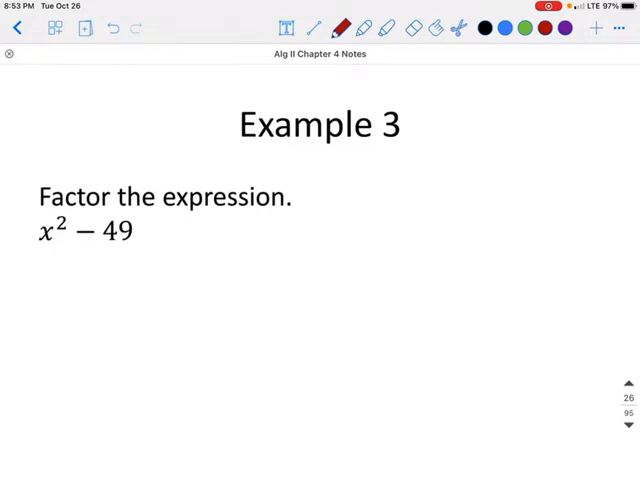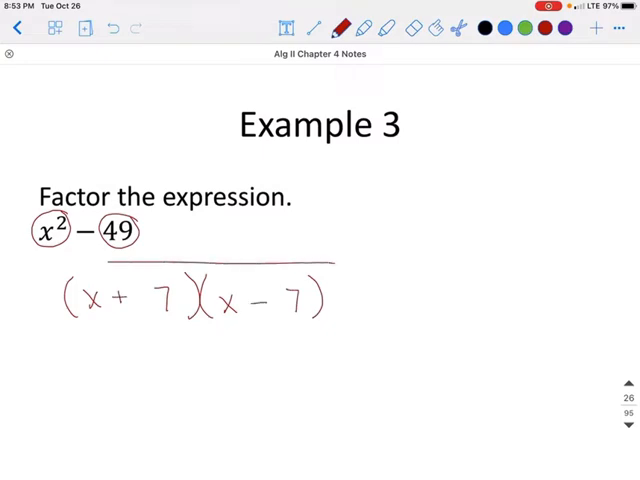Now, if we notice, this is just a binomial. It just has 2 pieces, but I can take the square of this piece, I can take the square of this piece, and it is a difference, so we can factor these. Now remember, it's only going to work if it is a difference. If it's a sum, then we cannot factor these. Now the square root of x squared is x and x. The square root of 49 is 7, and we're going to have one positive, and one negative.